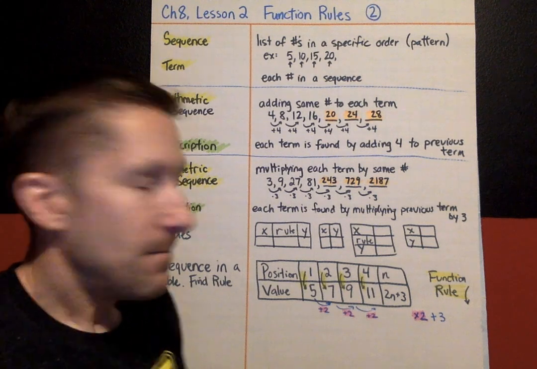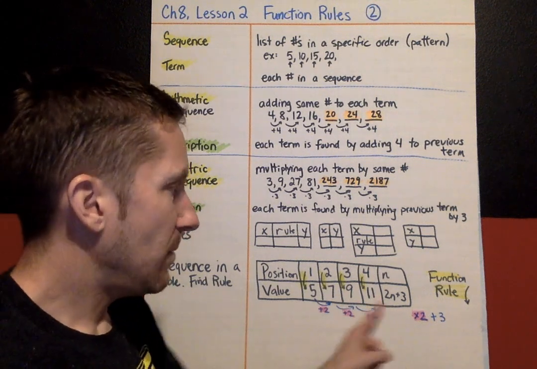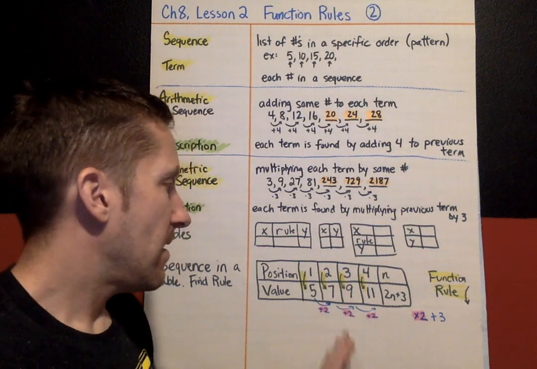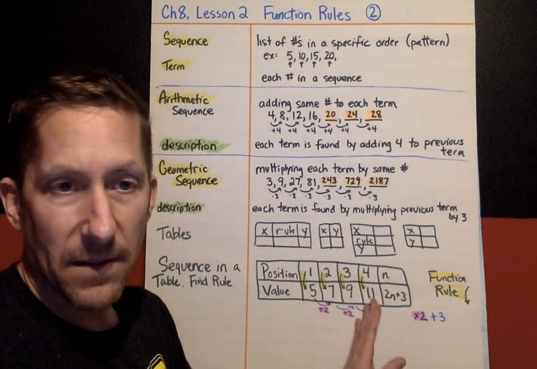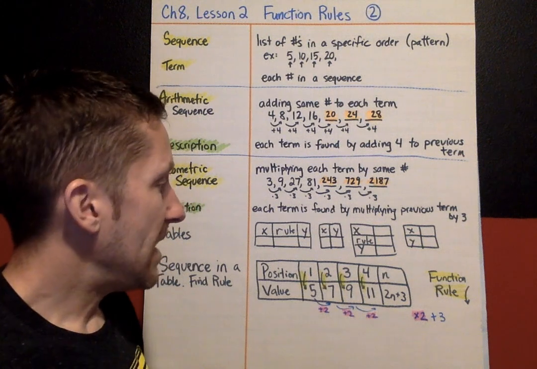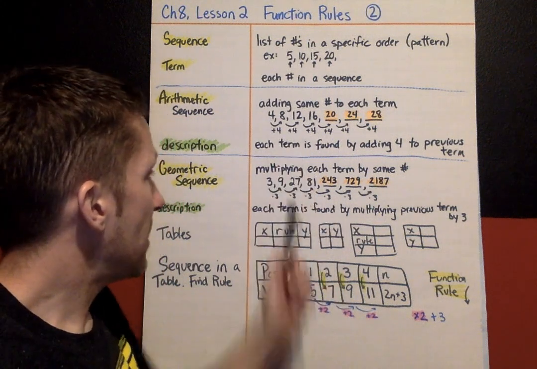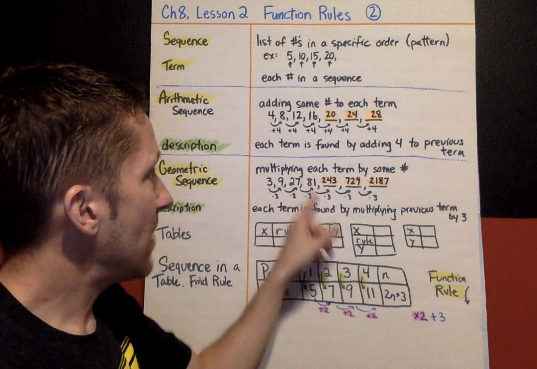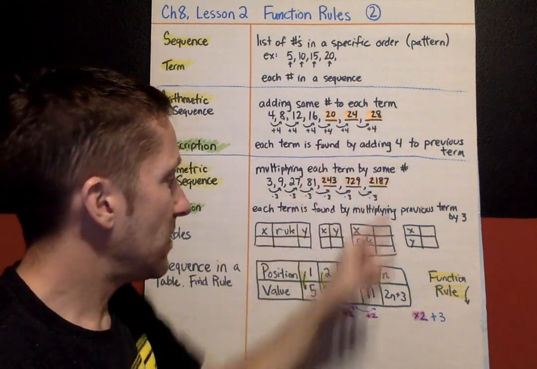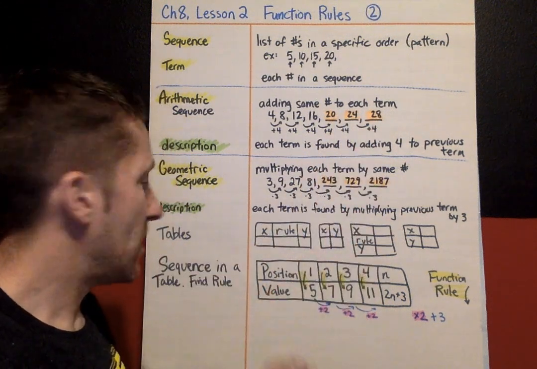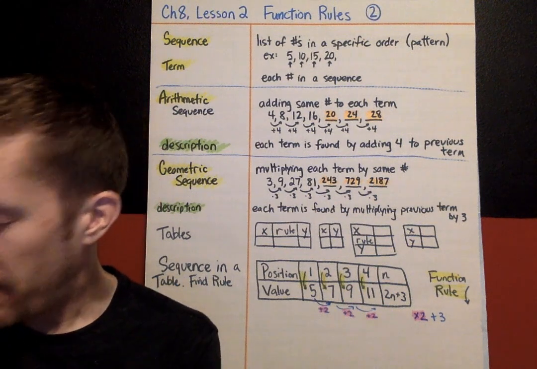All right, so pretty complicated function rule here. A lot of times it won't be this complicated, but today this is what you're looking at. 2 different kinds of sequences, describing them, finding the next values, and then looking at a sequence in a table and trying to find the rule.